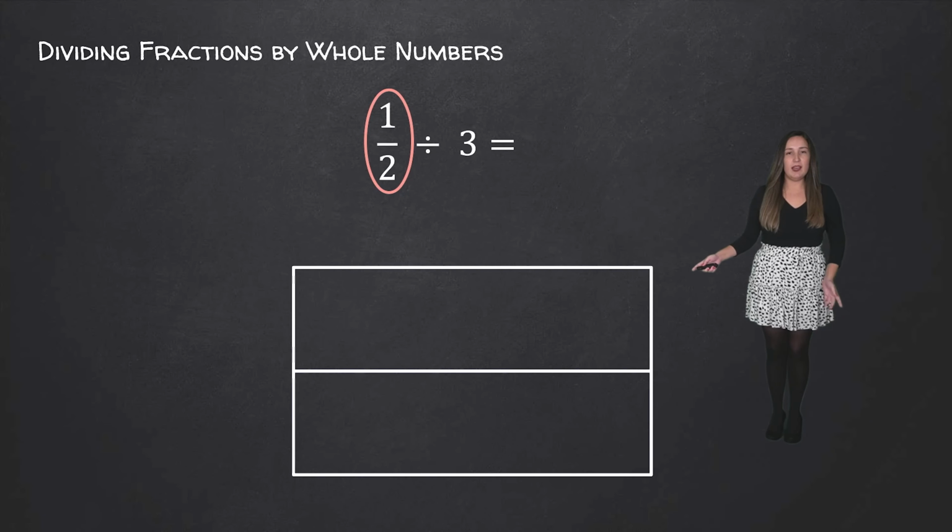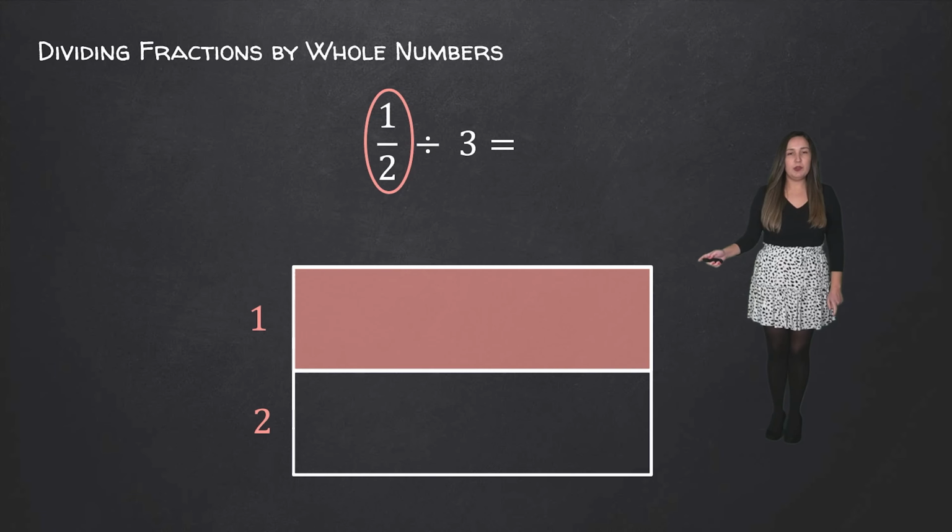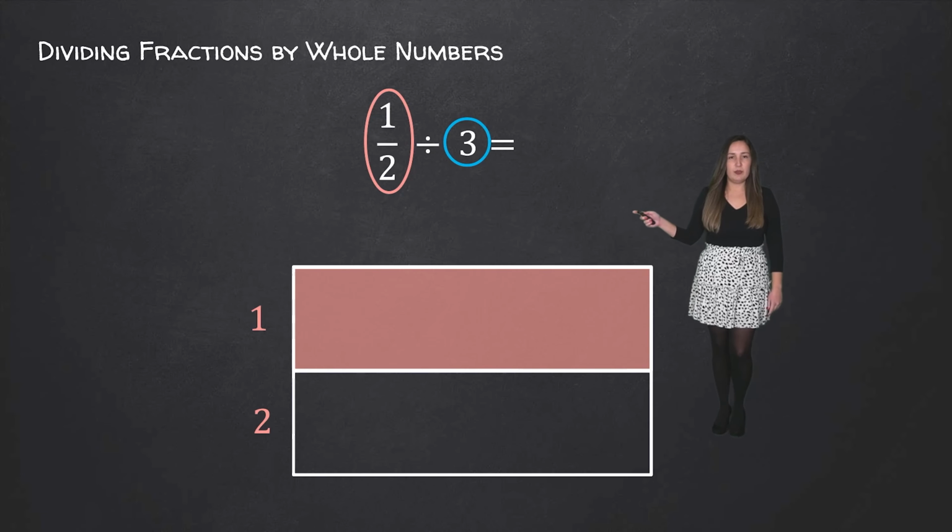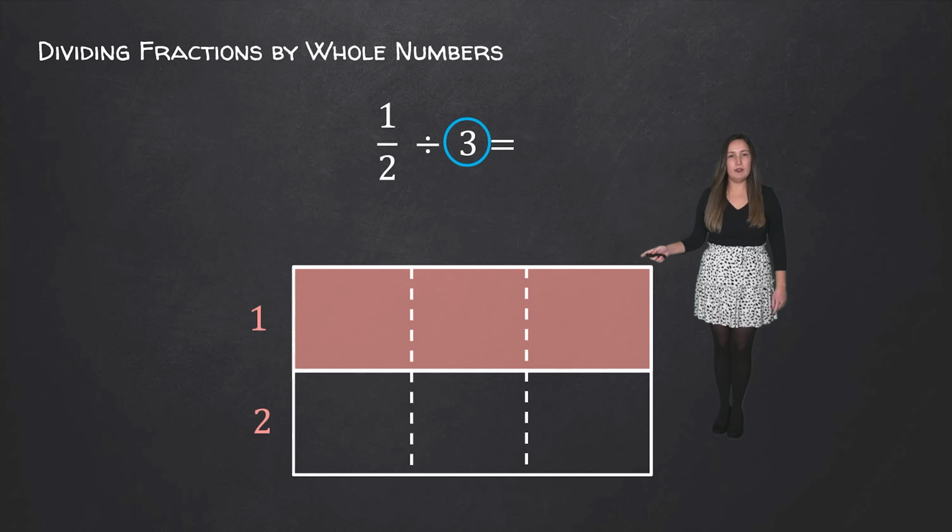So here we have a rectangle split up into 2 equal parts, and we're going to shade in one of those parts to represent 1 over 2. Now, we're going to divide by 3. So we're going to cut down vertically into 3 parts.